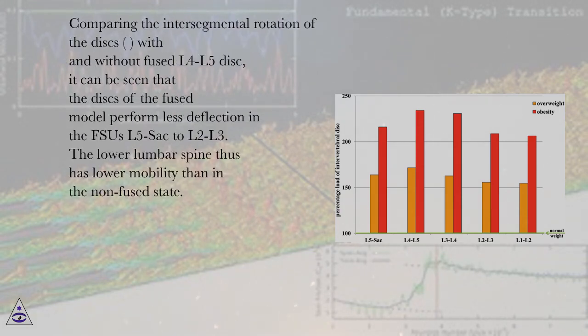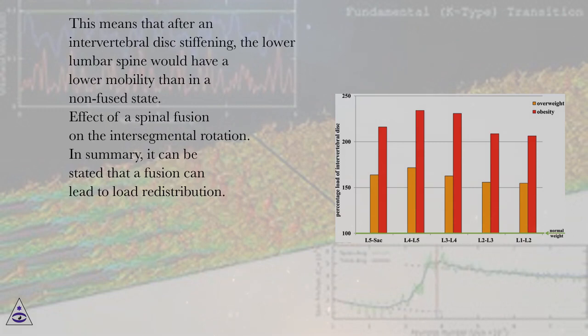Comparing the intersegmental rotation of the discs, with and without fused L4-L5 disc, it can be seen that the discs of the fused model perform less deflection in the FSUs L5-S1 to L2-L3. The lower lumbar spine thus has lower mobility than in the non-fused state. This means that after an intervertebral disc stiffening, the lower lumbar spine would have a lower mobility than in a non-fused state. Effect of a spinal fusion on the intersegmental rotation.